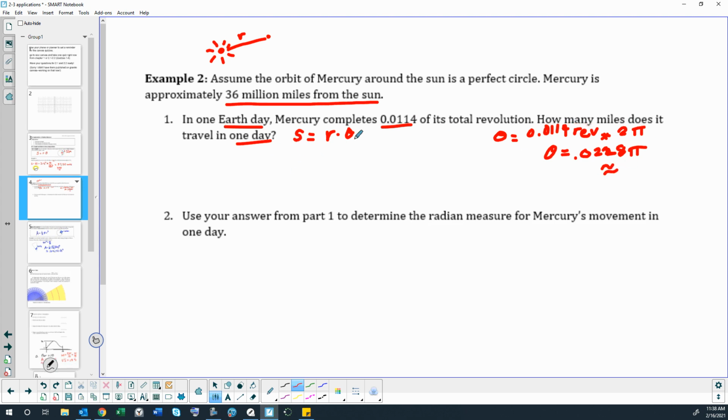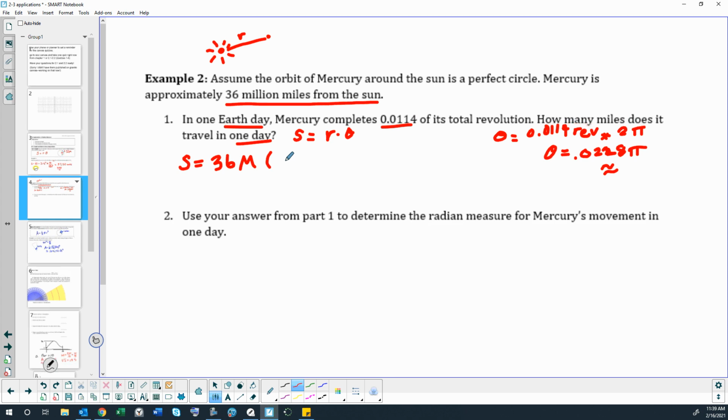Okay, so to do my actual formula, find the arc length, how far it travels in one day, I need the radius, which is 36 million miles from the sun. I could write out all the zeros to make it millions, or I could just say this is in millions of miles. What would you rather I did? Do you want me to write out all the zeros? Okay. So capital M for million? Yeah. Okay, cool. I'm good with that.